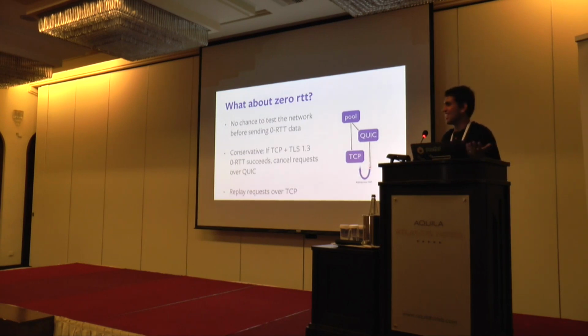What about zero RTT? I didn't talk about zero RTT. So zero RTT is different because you don't have a chance to test the network before you send the zero RTT data, unlike one RTT. So we have a choice to make. If we have a connection with zero RTT data pending and a TCP connection establishes and succeeds, what do we do? Do we continue trying the zero RTT connection, or do we give up and retry? We do the conservative thing, we give up.